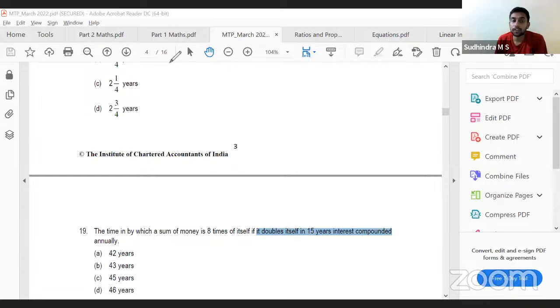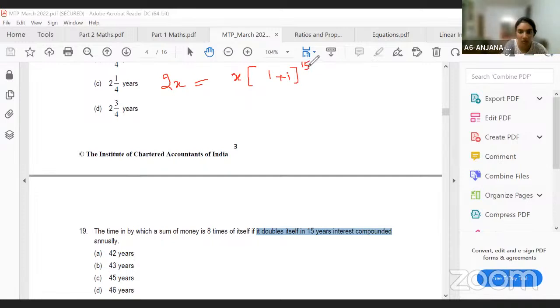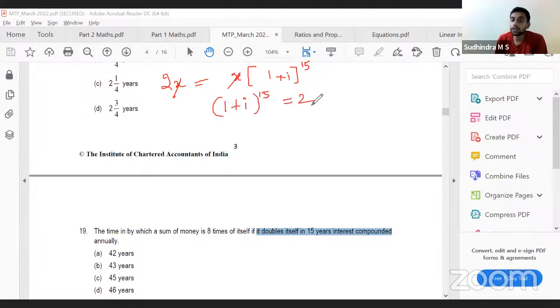So I'll apply the compound interest formula. 2x is equal to x into (1 plus I, I do not know the rate of interest) to the power of 15. Correct? So x gets knocked off. (1 plus I) to the power of 15 is equal to 2. Right? Now, if I have to apply the same concept with 8x also, but I do not know what I is, I cannot do anything unless I know 1 plus I.